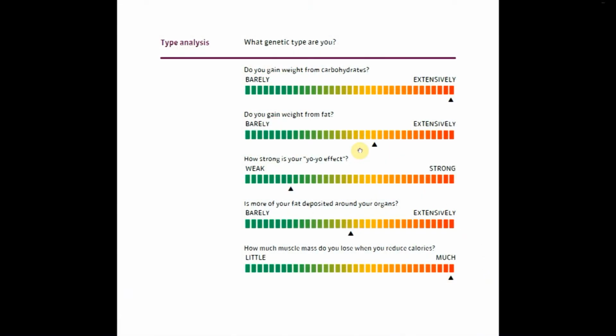All right, the next question: how strong is your yo-yo effect, the rebound effect? So you've lost weight, you start eating more again, and then you are right back where you started within a few weeks or months. Some people have a very strong yo-yo effect, so they rebound very quickly. Others have a very weak rebound effect. It just means that if your arrow is down here, you need to stay disciplined, because otherwise all of the work that you're putting in, all of the energy that you're putting into weight loss is going to be for nothing, because you're back to where you started within a short time.